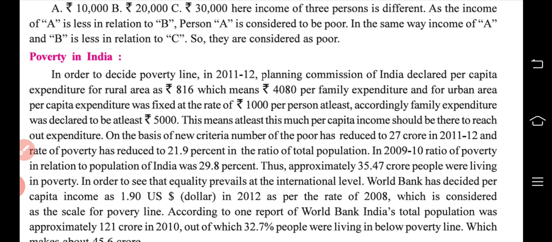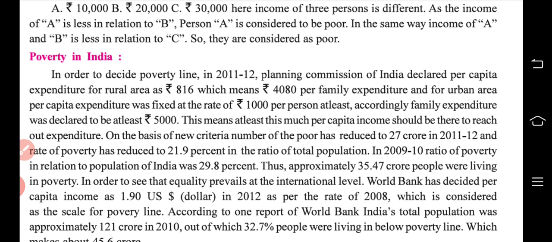In order to see equality at the international level, the World Bank has decided per capita income of 1.90 US dollars in 2012, as per the rate of 2008, which is considered as the scale for the poverty line. So whatever amount per family we have got in urban and rural areas is decided by the per capita income set by the World Bank.